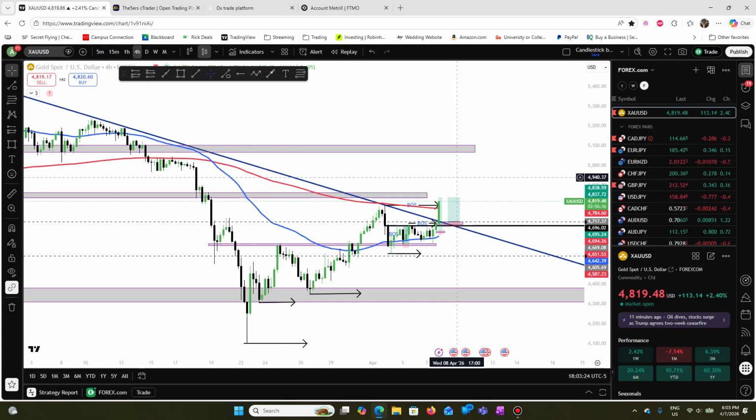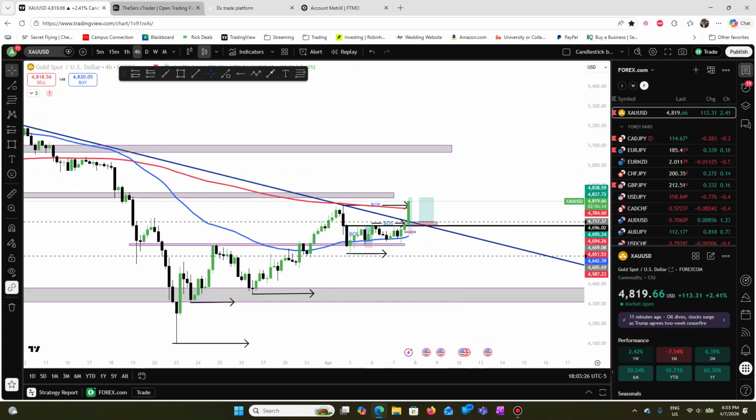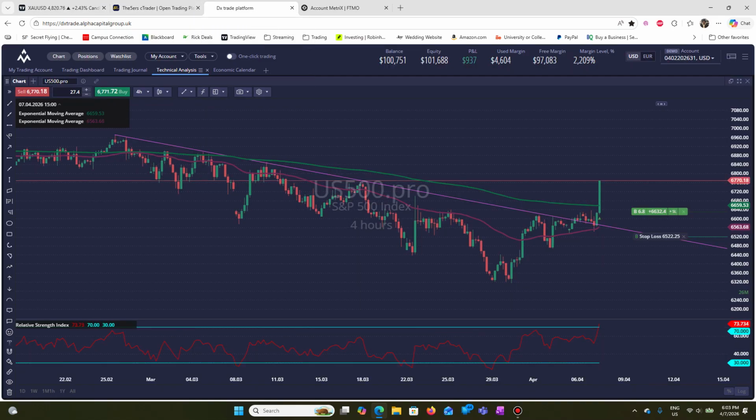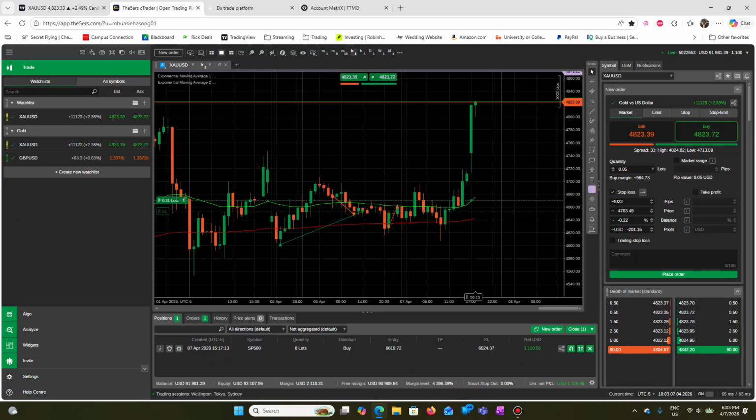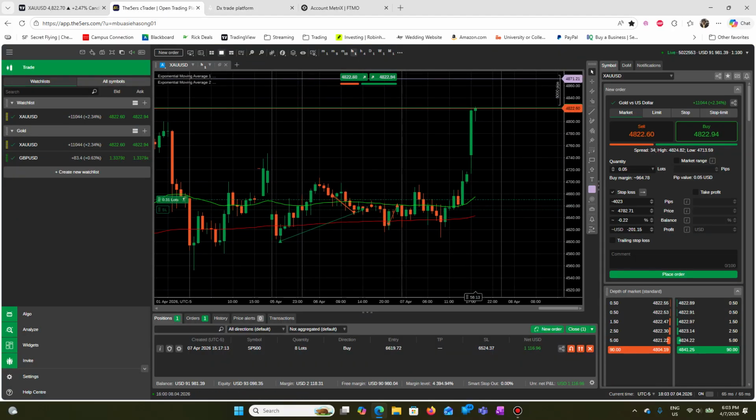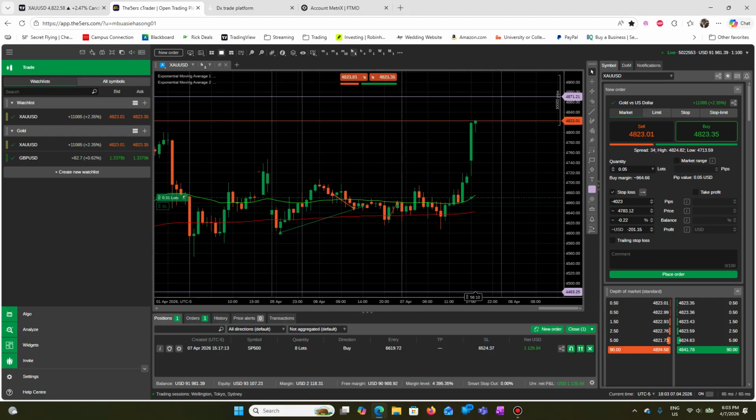We're up 900 on the S&P 500, which is just behaving like gold, which is good. So we're up 900 on there, and we're up 1100 on here. Amazing, amazing, amazing. So our equity now is 93 grand. So yeah, we'll take that.